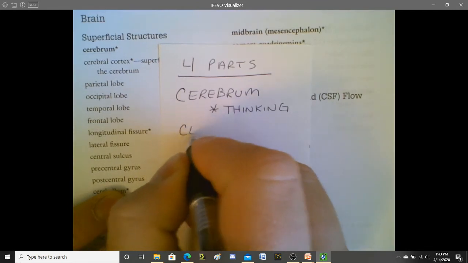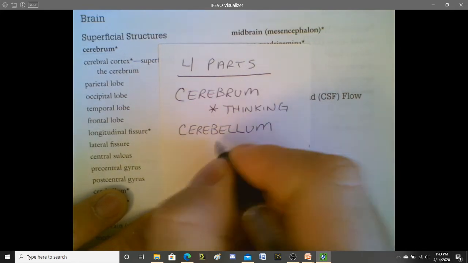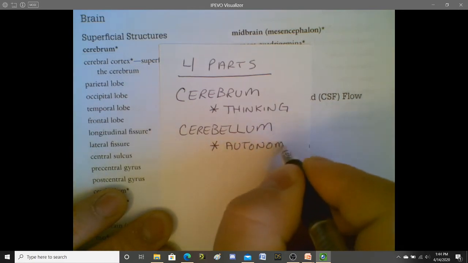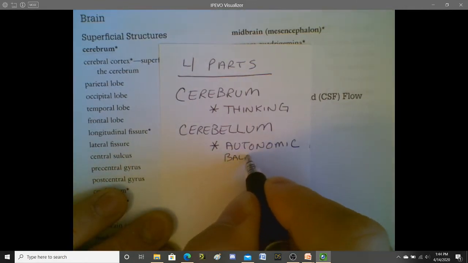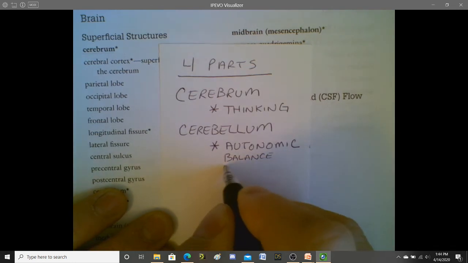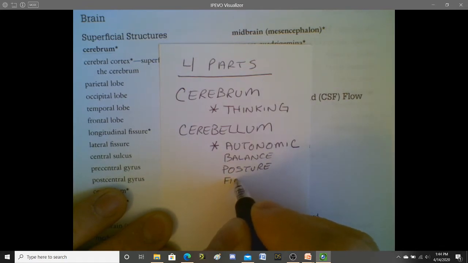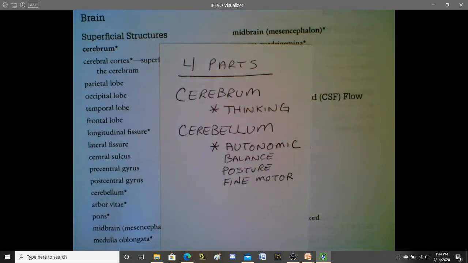All right. Next is a part of the brain called the cerebellum. And the cerebellum is going to do autonomic stuff. It's going to do things like balance, posture, and fine motor skills. So things like swinging your arms are controlled by the cerebellum. Balance. Also fine motor skills.